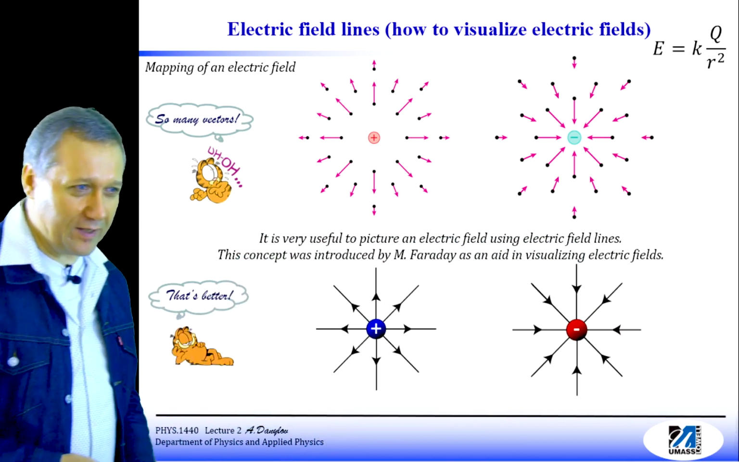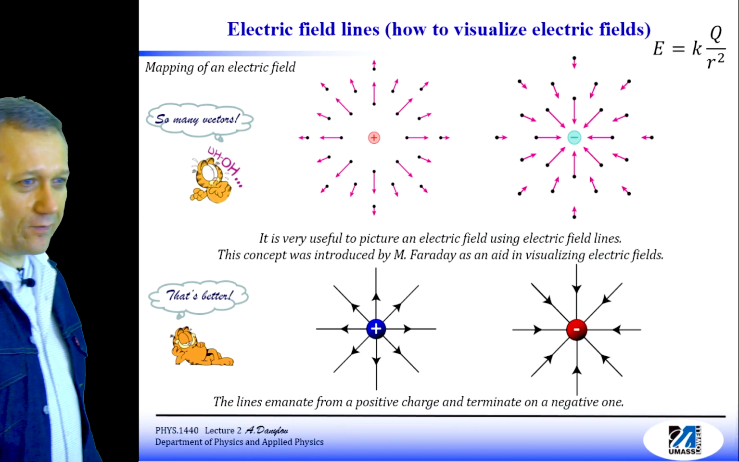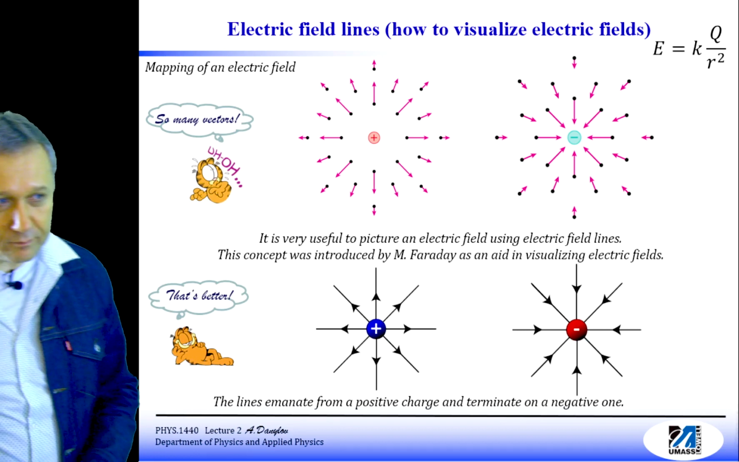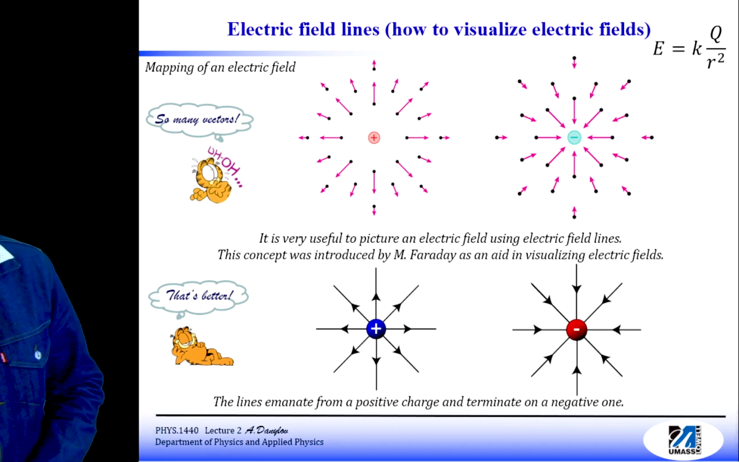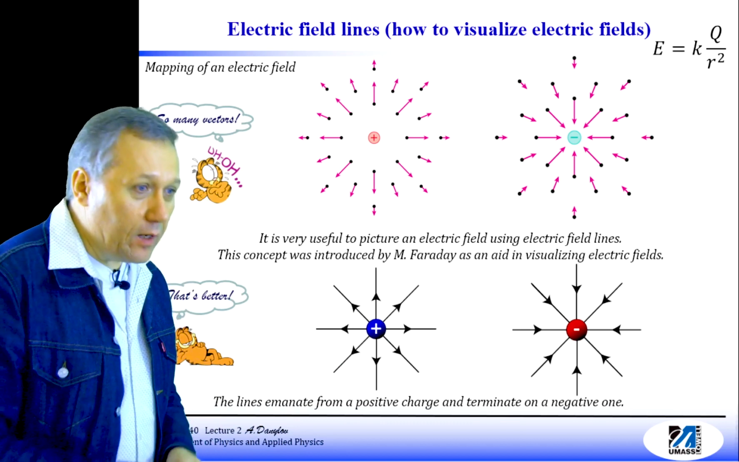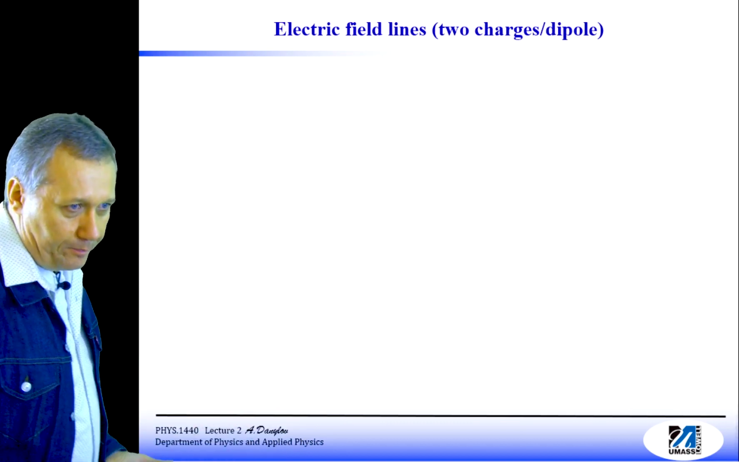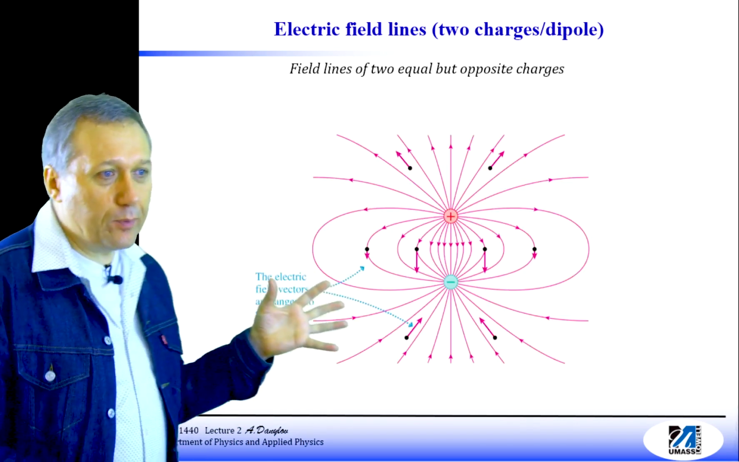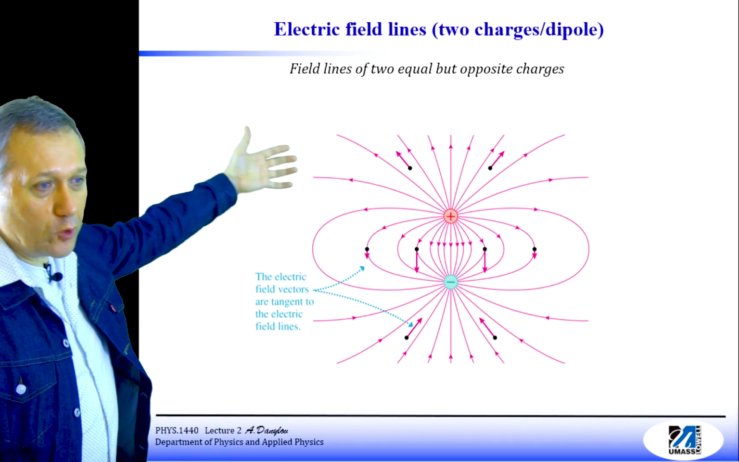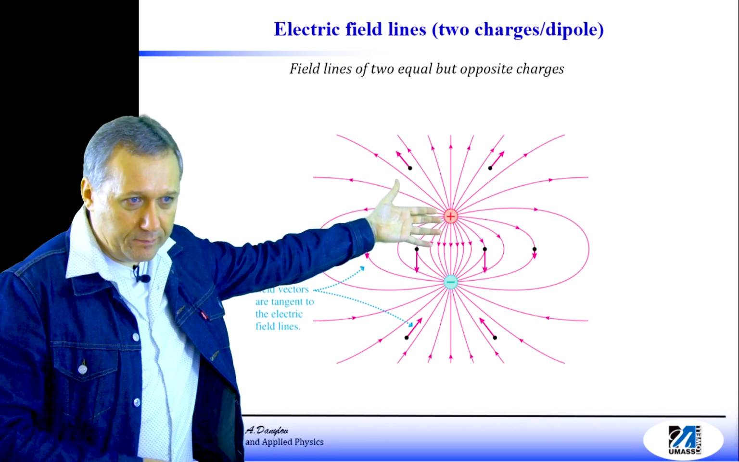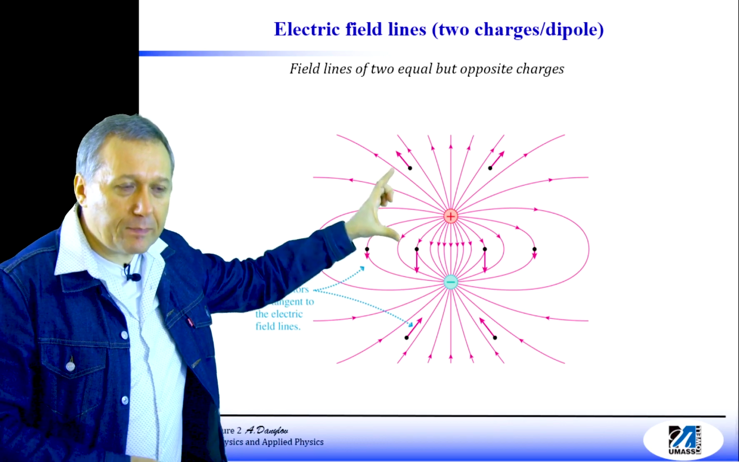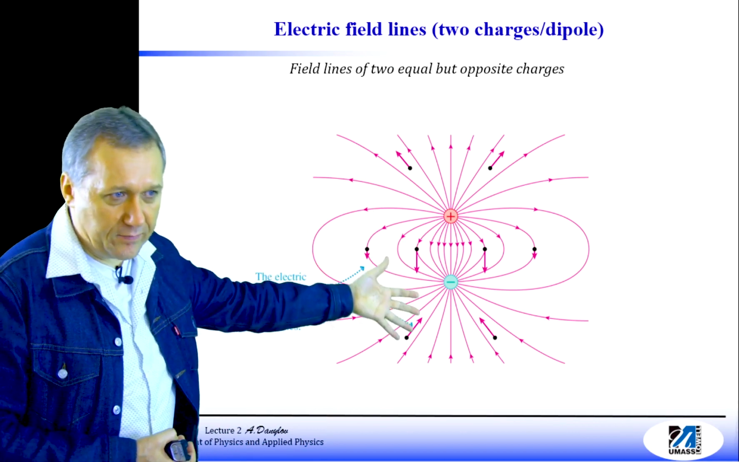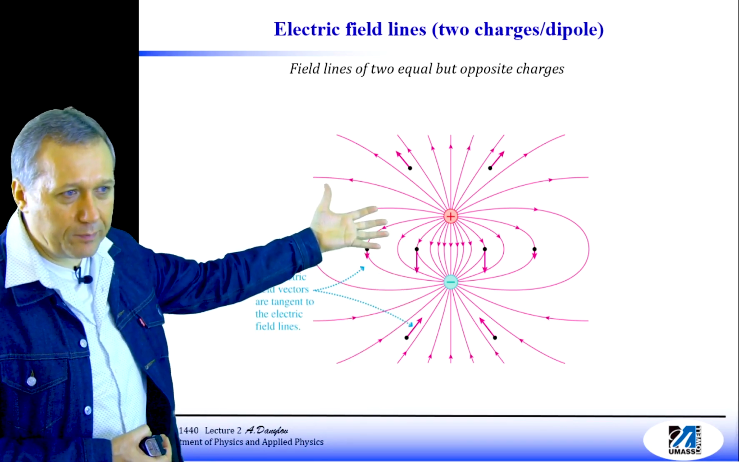Now let's look at a more complicated picture with electric field lines. Let's look at what is called a dipole. We're not going to use dipoles a lot, but in this case, yeah, it makes sense. What is a dipole? Basically, a dipole is a system of two point charges. One is positive, the other one is negative. And the absolute value of their charge is exactly the same. Let's say 5 coulombs and minus 5 coulombs. It's a dipole.